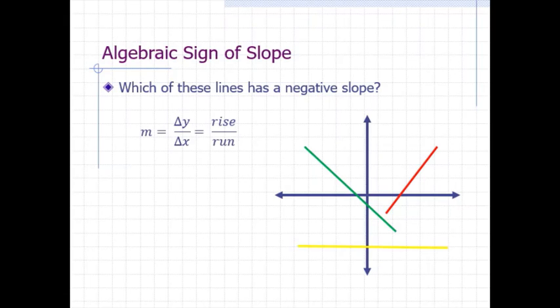Remember that slope is delta y over delta x, or rise over run. And for a straight line, the slope is constant. So we can pick any 2 points on the line to determine its slope. Let's examine the green line. Let's pick this point as point number 1, and this point as point number 2. We can see that going from point number 1 to point number 2 is going from left to right, from a smaller x value to a larger x value. So delta x, the run, is positive.